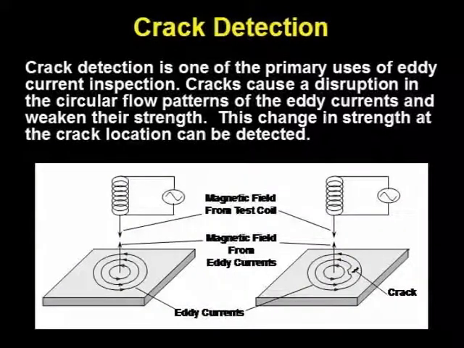Eddy current inspection is especially well suited for detection of cracks in conductive materials. The presence of a crack disrupts the flow of current and thus decreases the strength of the eddy currents. The change in strength can be detected by scanning techniques. This slide illustrates the change in the eddy currents due to the crack.